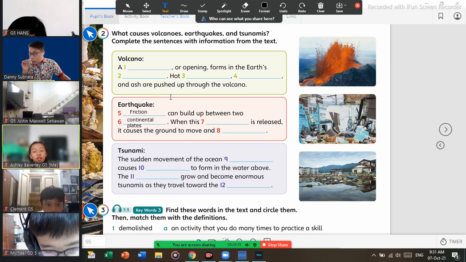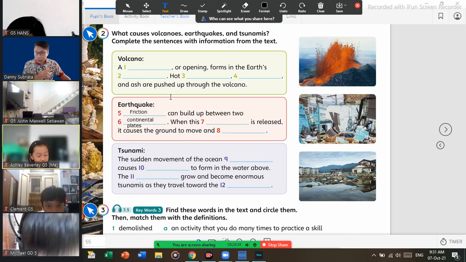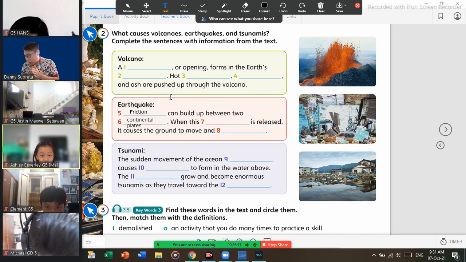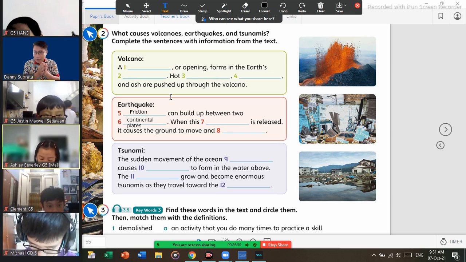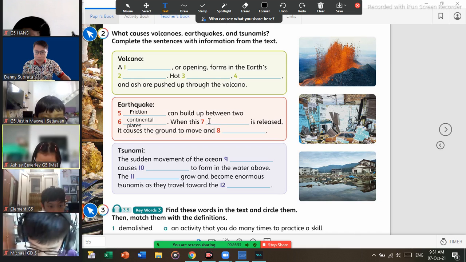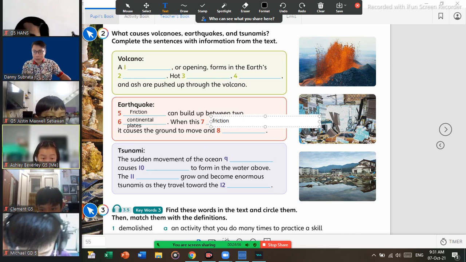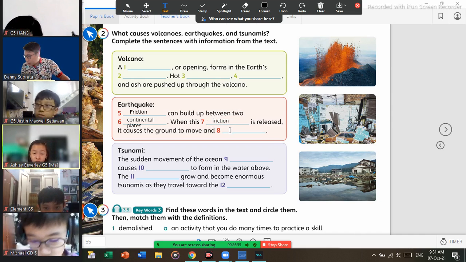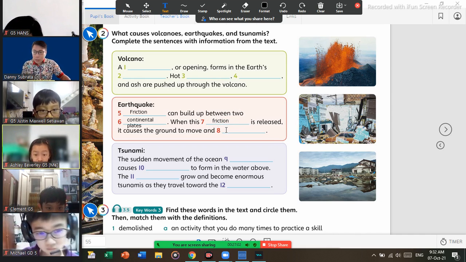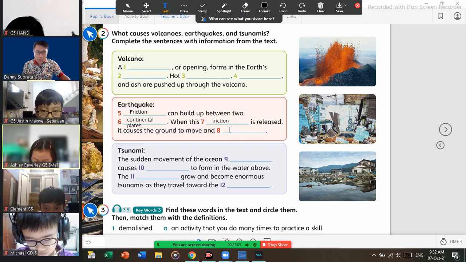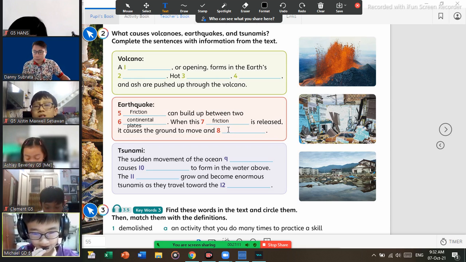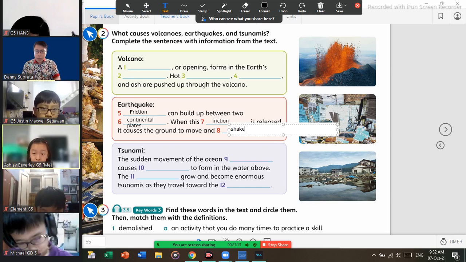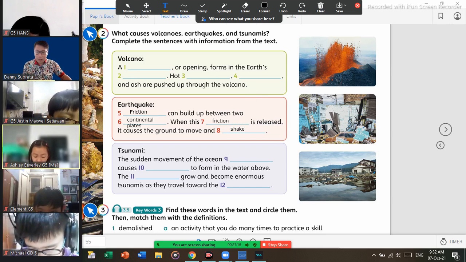Good. And then when this blank is released, we talk about friction. So when this friction is released or it happens, it causes the ground to move and, when there is an earthquake, to move and what? To move and shake. Yeah, shake, like a milkshake.